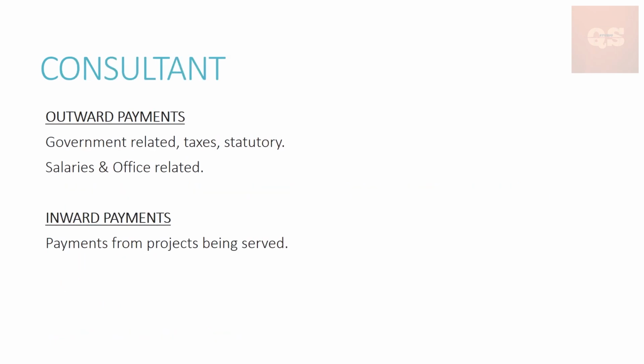Now let's look into the consultant side. For them, the outward payments will mainly be the salaries and the government related taxes, statutory, and office related. They might be renting an office, and there might be salaried people who will be serving different projects. There are different companies like Turner and Townsend, Currie and Brown, Hill International. These are some major construction consultants. Their inward payments are the projects that they win, the projects being served by them. They will have some monthly invoices raised against those projects. Those will be their inward payment.